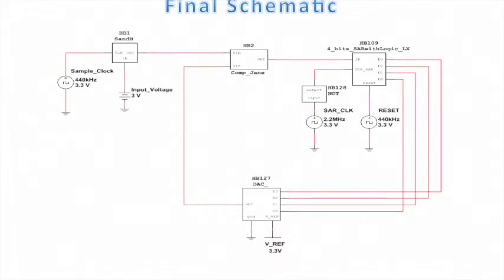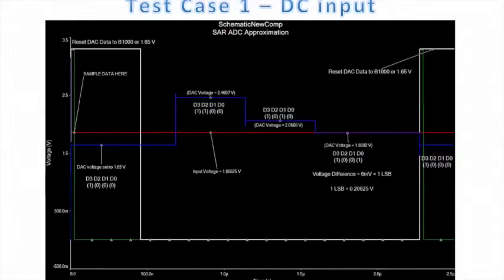Although we built a 4-bit implementation, we have lesser resolution, but this did not prevent us from getting good results. As you can see here, in the first test case, we tested a DC input. The input voltage has been held at 1.85625 volts.